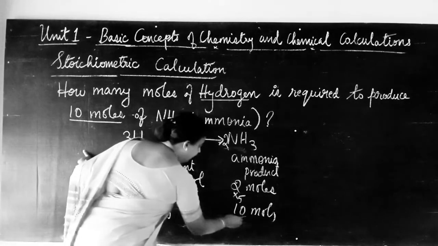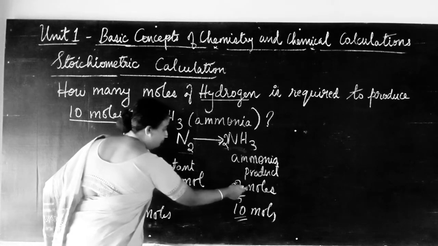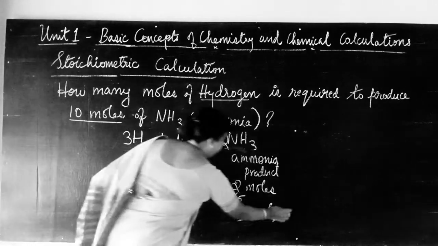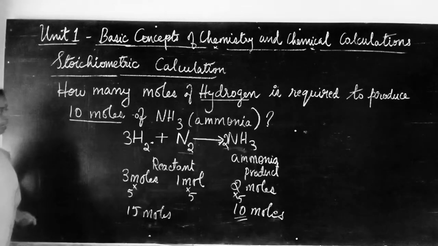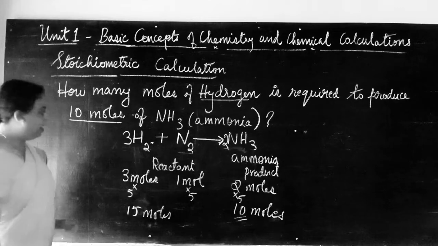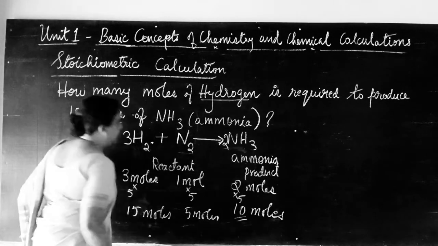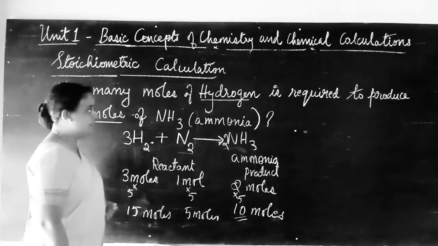Because here to get 10, I multiply by 5. So 2 into 5, 10. So 2 moles of ammonia you multiply by 5, that gives you 10 moles of ammonia. Yes? So to produce 10 moles of ammonia, 15 moles of hydrogen and 5 moles of nitrogen is required. Now we got the answer.